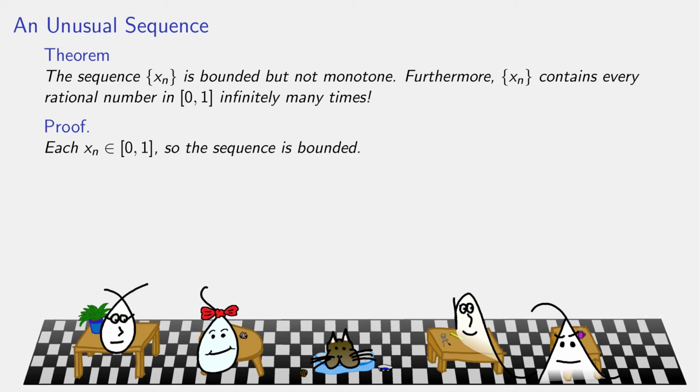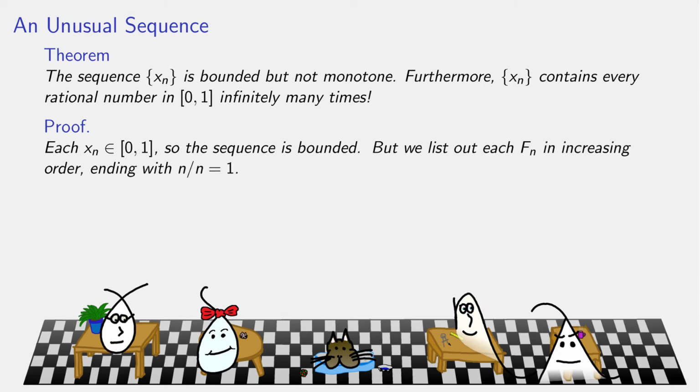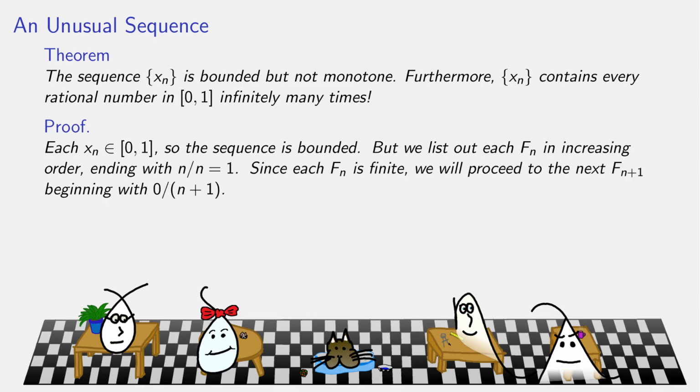So, by construction, every f sub n is between 0 and 1, so every element of the sequence is in between 0 and 1. The sequence is definitely bounded. Bounded above by 1, bounded below by 0. The way we did this is we listed out f sub n going from 0 over n to n over n. And since every n is finite, there's only finitely many elements in f sub n, which means we can always proceed to the next one.